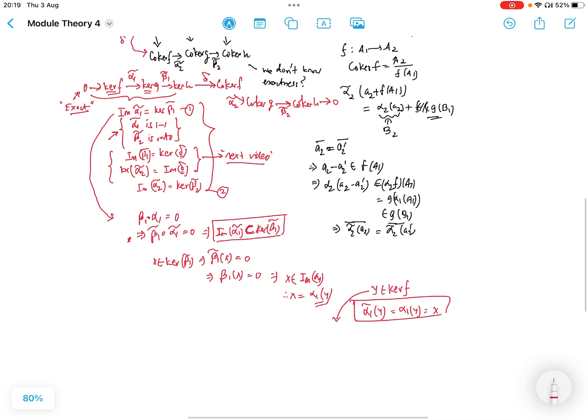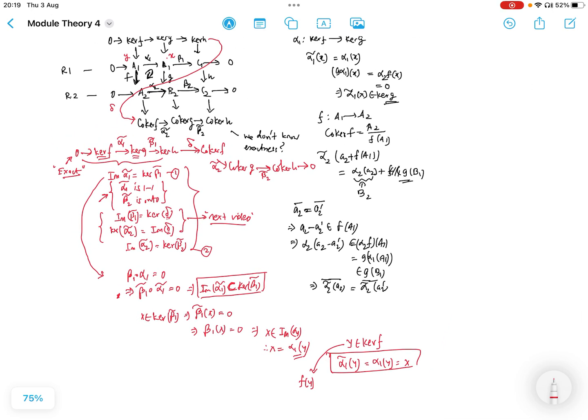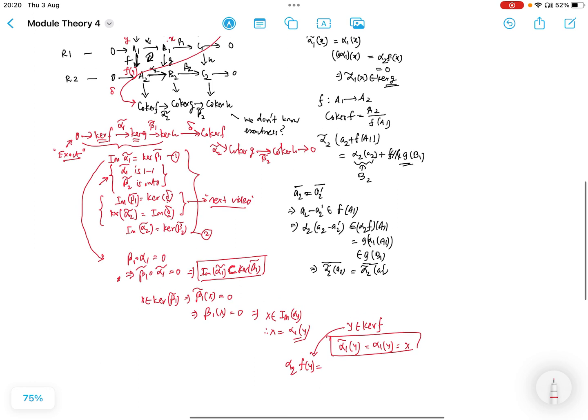So just apply f to y. We need to show that f of y is 0. So let's see where it takes us. Suppose it takes f of y to some element inside A2. Now we can apply alpha 2 to it. Remember, alpha 2 was injective. So applying alpha 2 and using the fact that this square is commutative, you get the same as applying g and then alpha 1 of y.